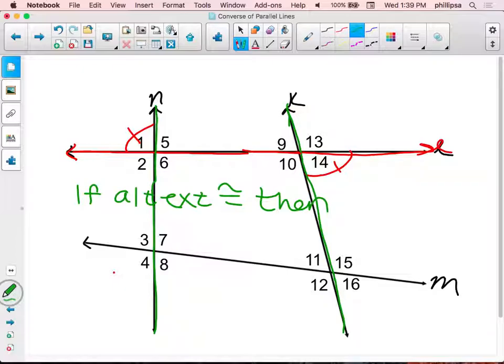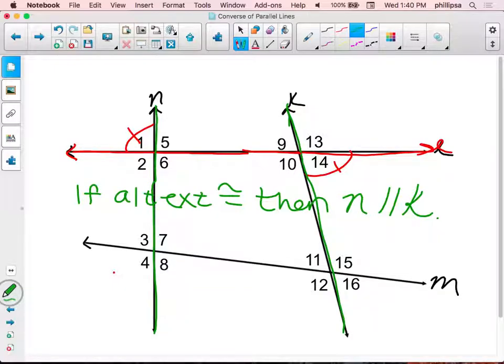What are your parallel lines here? N and K are parallel in this one. Please don't think that one has anything to do with the other. This problem had nothing to do with the previous problem. These are just the same diagram, but you're using it for the next problem. Questions? Are we kind of getting it? All right, so I'm just going to jump around on a bunch of these.